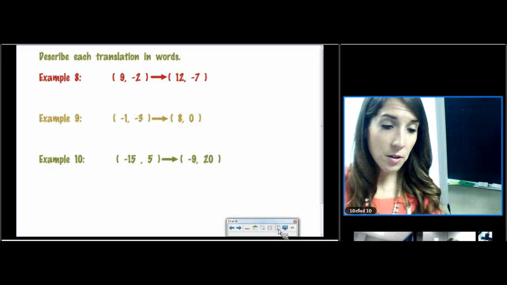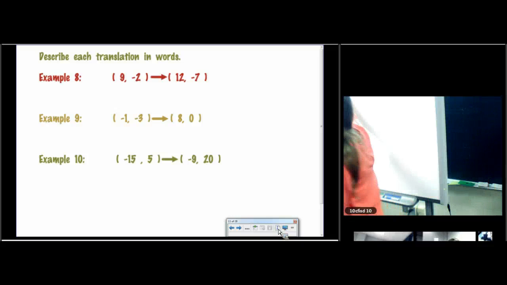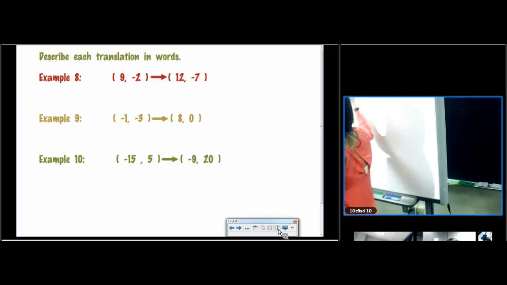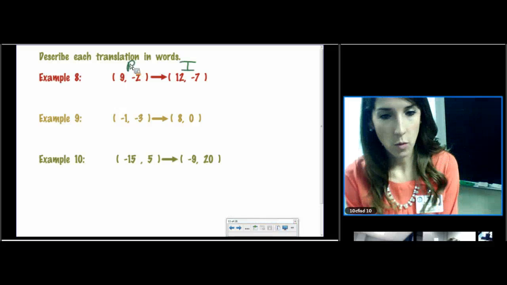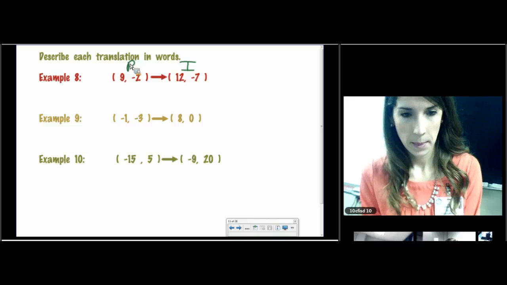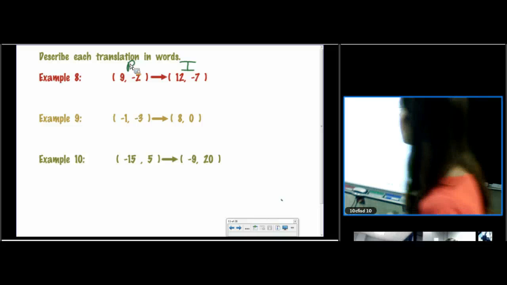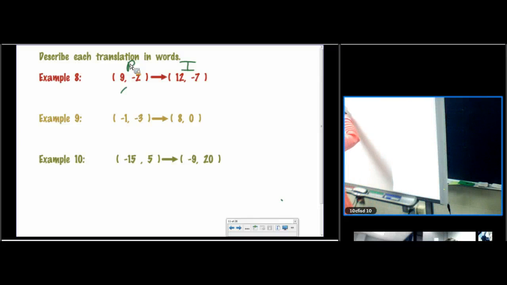Okay, so now you don't have the rule. You just have the pre-image and the image. And I want to know what happened to our point. So let's do this first one together. From 9 to 12, okay, so that means what happened to x?